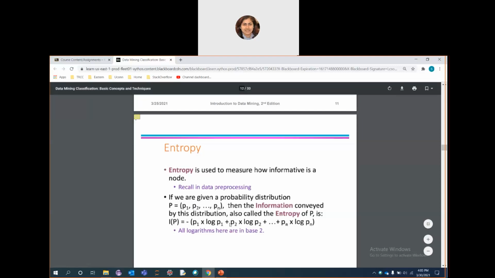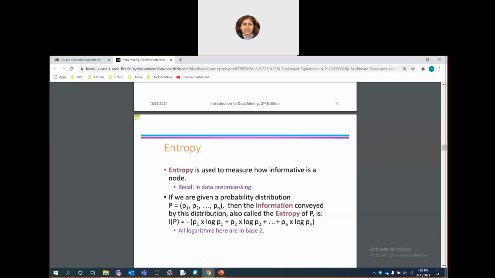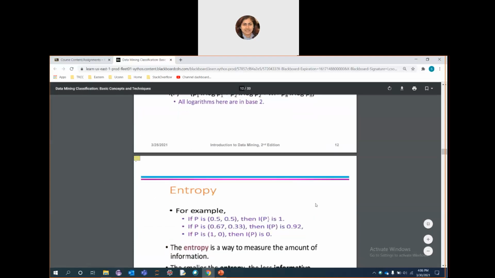And in a given data set, suppose there are various classes, and suppose there are n number of classes, so their probabilities can be p1, p2, p3, up to pn. Then the information conveyed, the whole information or entropy of the given data set P in terms of probability, will be this formula. Negative of the summation of each individual probability: P1 into log P1 plus P2 into log P2. So we are going to see this through an example here.